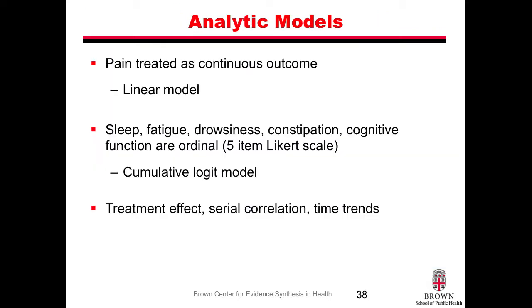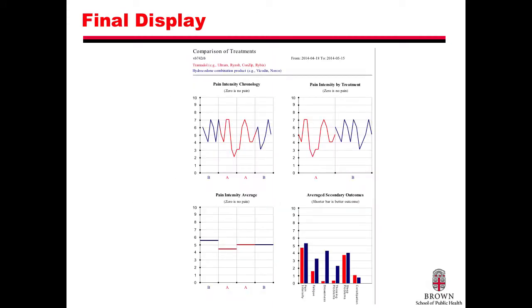I don't want to say a lot about the analytic models. In our study, we have continuous outcomes like pain, and we have categorical outcomes like sleep, which are scored on a Likert scale. So we use linear models and ordinal categorical models and that sort of thing. And we're adjusting for things like the treatment effect, the correlation, and time trends. So we have a variety of models, which I won't share, and I'm happy to talk about. And I've actually got a PhD student working on this now. We're trying to develop some software to analyze these.